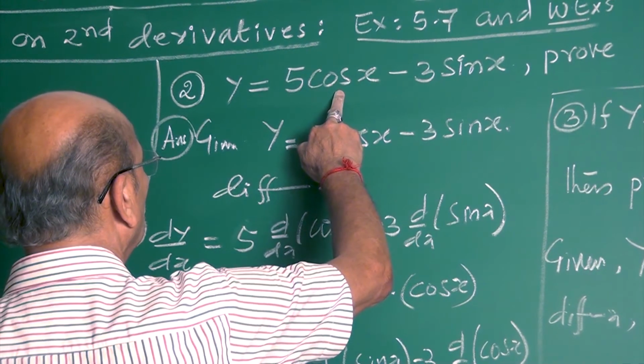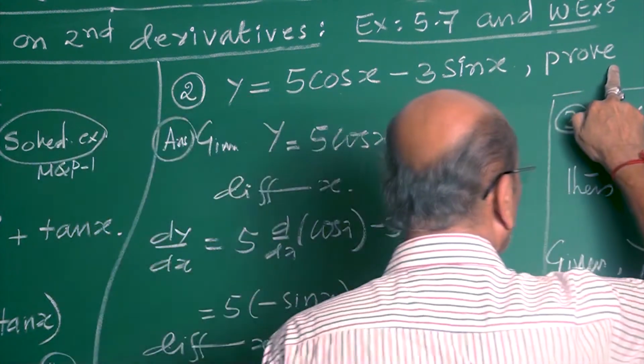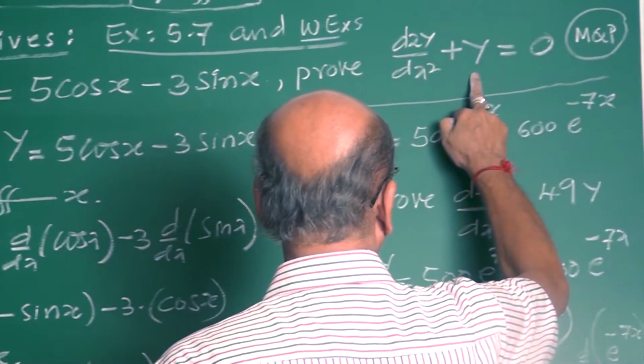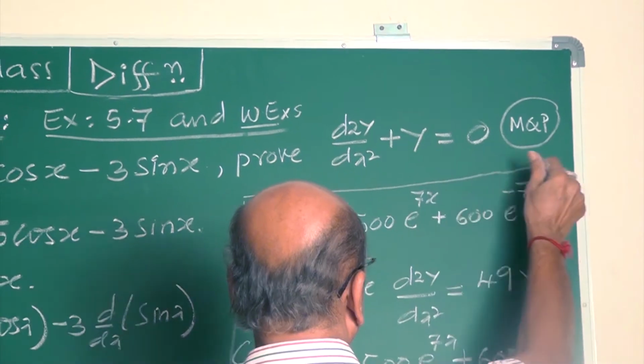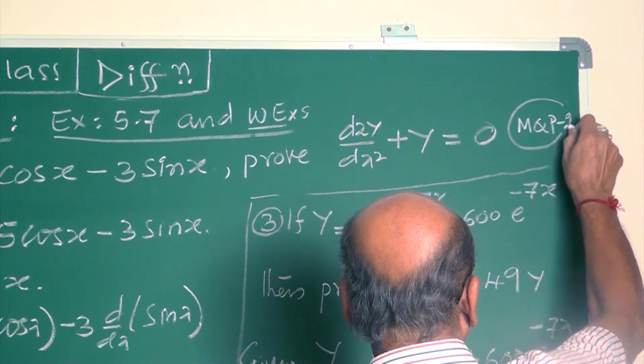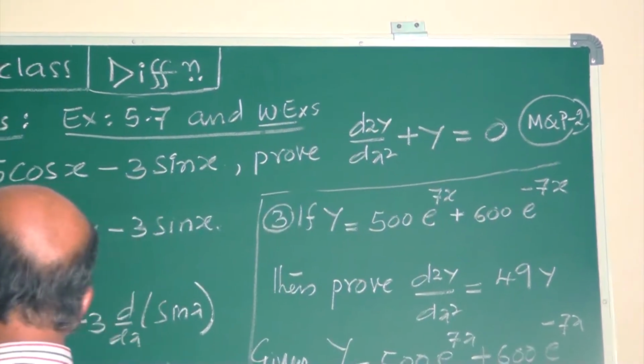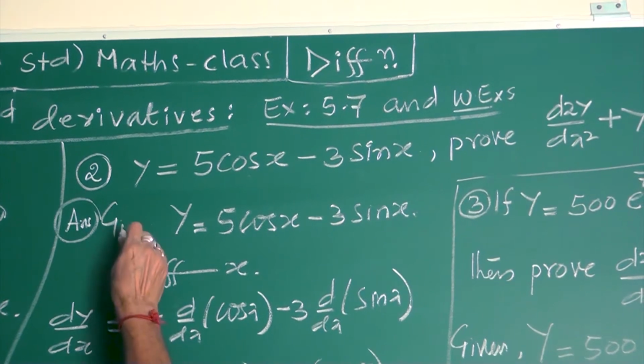This is the second example, my friends. If y equal to 5 cos x minus 3 sin x, then prove d2y by dx2 plus y equal to 0. It is given in model question paper 2, under 2 mark question.